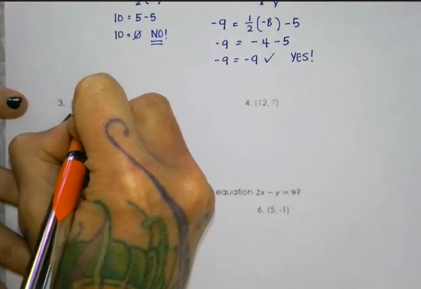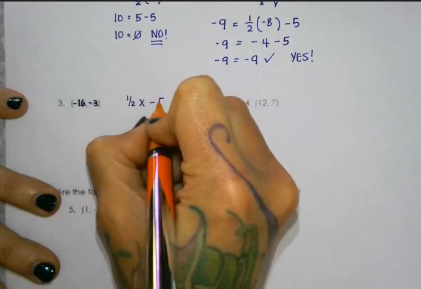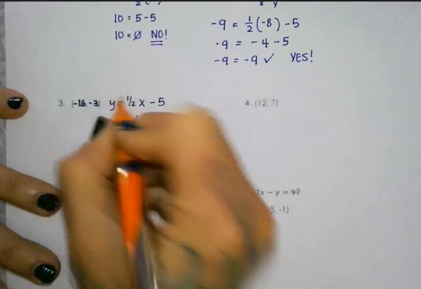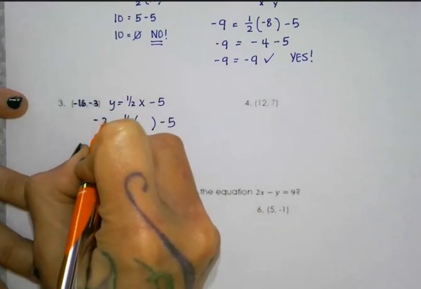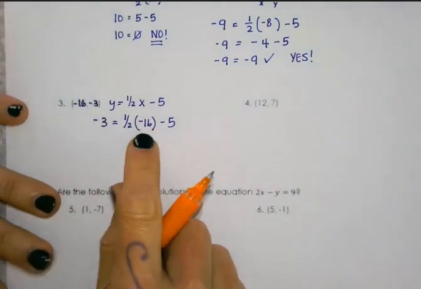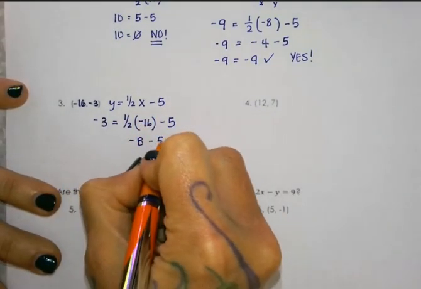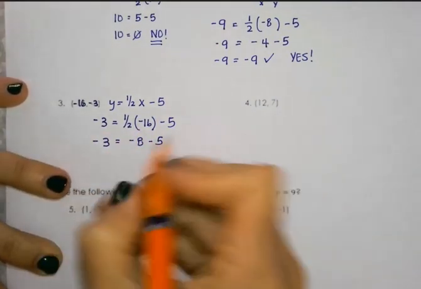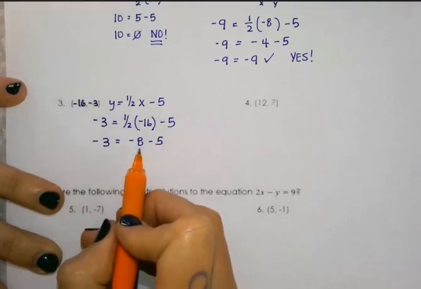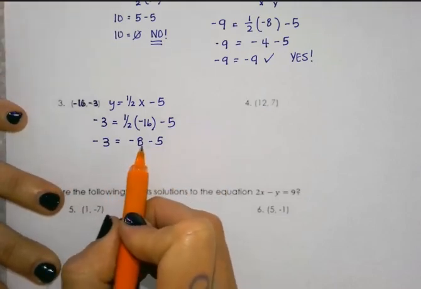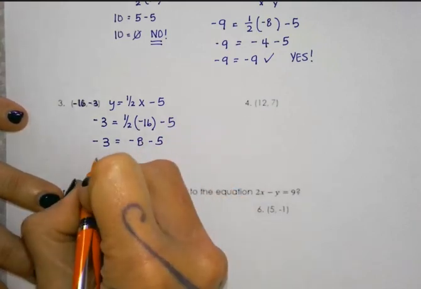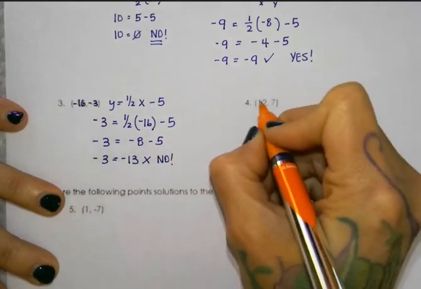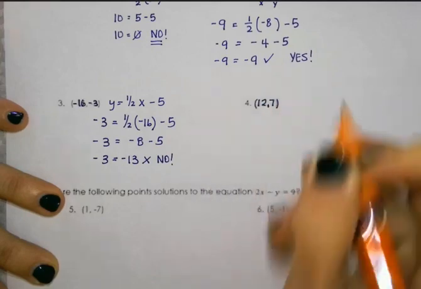(-16, -3), and you're still using the 1/2 x minus 5. So 1/2 x minus 5, and that's equal to y. Our y value is which one? And our x value. So 1/2 of -16 is going to give me -8 minus 5. Is that going to leave me with -3? It does not, because this is a good EOC-like tricky one. I can see some of us not using our negatives correctly, because we do know the difference between 5 and 8 is 3, but in this case, it's -3 equals -13. So that's a no. Last but not least for this function, (12, 7).